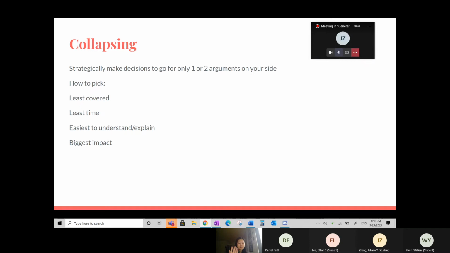The easiest to understand or explain, right? This is one that you would probably use with lay judges, because some people like price tag, pretty simple, right? Like, we spend so much on the military, it's taking out of our welfare. That's pretty straightforward for lay judges.